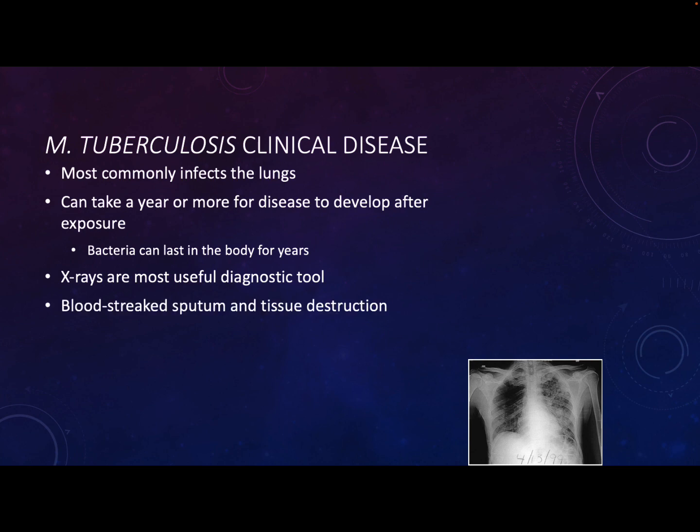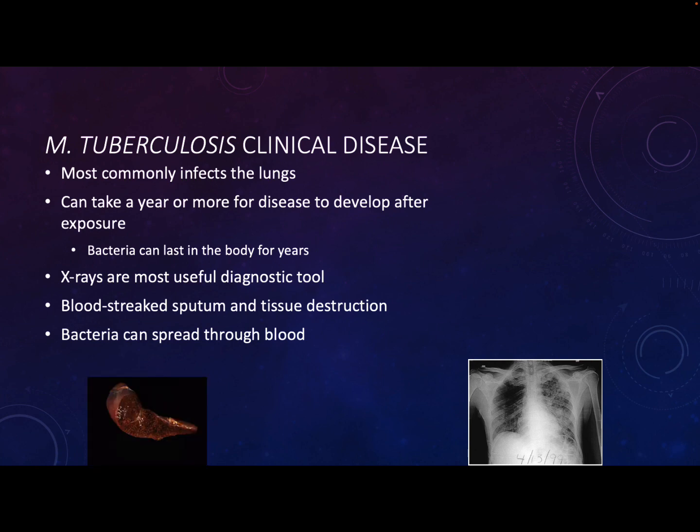When a patient has active tuberculosis, like they have the bacteria actively replicating, they have those granulomas that may have burst, you'll have blood-streaked sputum and tissue destruction. And when you have tissue destruction, the bacteria can spread throughout the body, and they can cause granulomas to form in other parts of the body as well. This is, I think, a cross-section of a liver where there are pockets of granuloma that have formed too. So it's a dangerous infection.